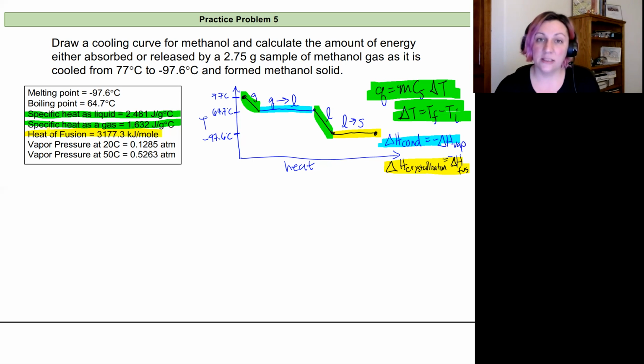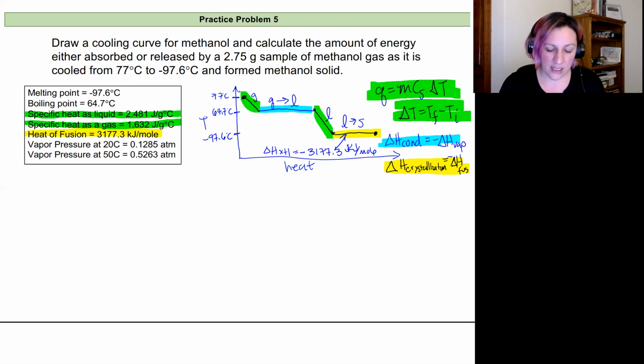So that actually means that the enthalpy of crystallization is going to be equal to the opposite of that. So for this part right here, my enthalpy of crystallization, I'm going to abbreviate that XTL. It's an old habit. It's my abbreviation for crystal. It will be equal to the negative 3177.3 kilojoules per mole.